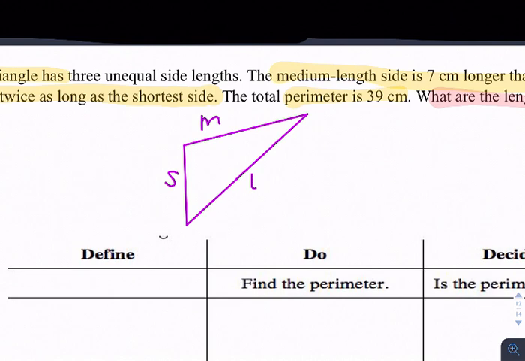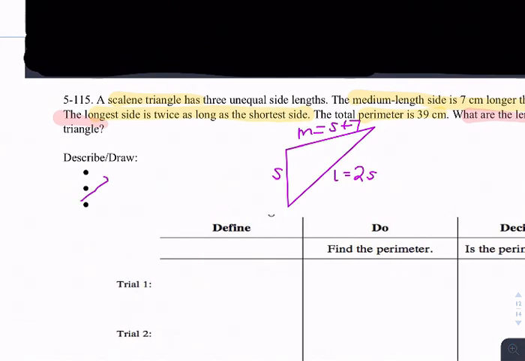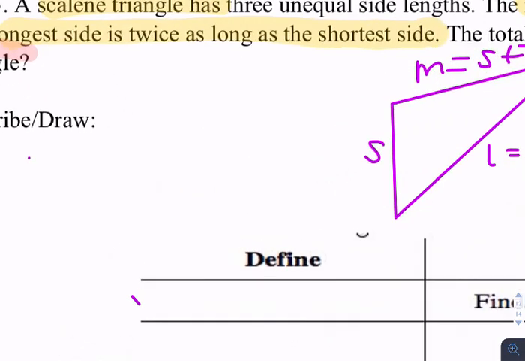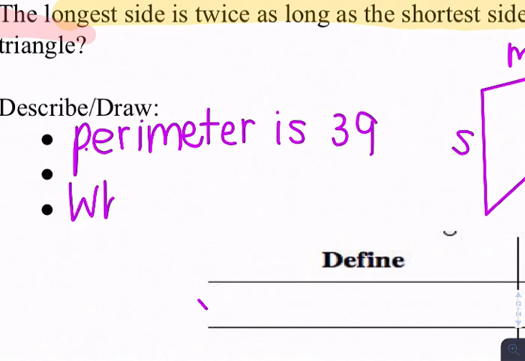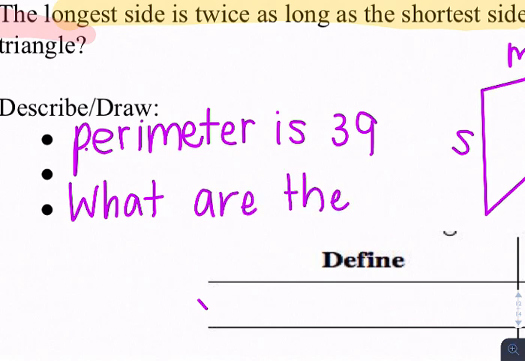And now they gave us the information that the medium side length is 7 centimeters longer than the short. So to get the medium, I'm going to do the short and add 7. And then for the long side, it says it's twice as long as the short. So 2 times the short, or 2s. And we don't have any other information about the short side. What we do know is that the perimeter is 39, and we need to know what are the side lengths.